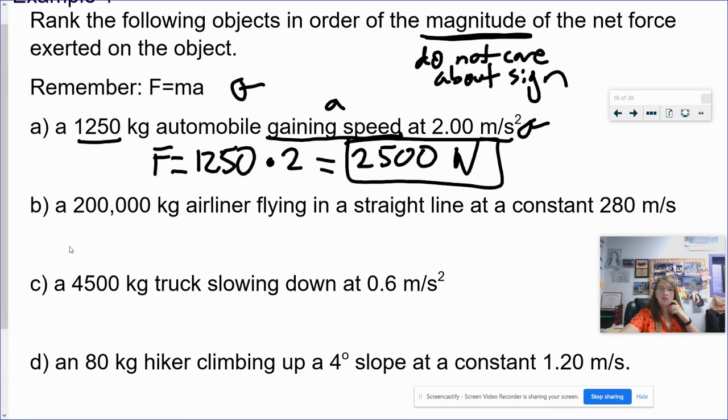I'm going to go ahead and do B with you to compare these two, actually, and then you're going to try C and D. So same thing, we're going to find the force acting on this airliner.